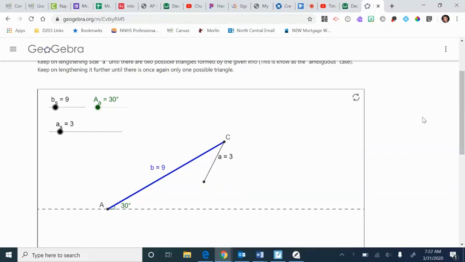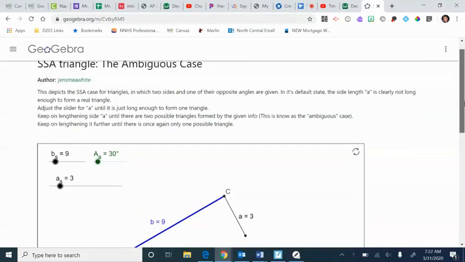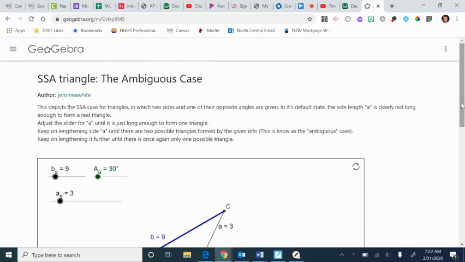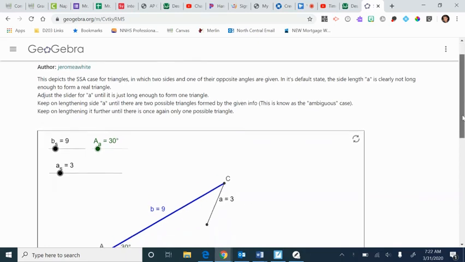Okay, so I want to show, and this will just be a real quick video, just a demonstration of why side-side-angle is called the ambiguous case. I found this GeoGebra interactive activity, and I'll share the link too, or you could see it from the screen as well. Here's something where you might be given two sides and a non-included angle.